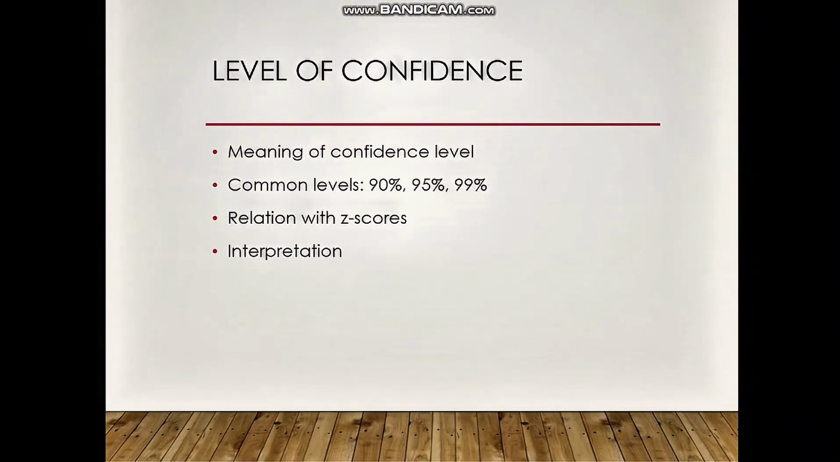The level of confidence shows how confident we are that the interval contains the true mean. Common confidence levels are 90%, 95%, and 99%. The most common level used in statistics is 95%. A higher confidence level means a wider interval. For example, with 95% confidence, about 95 out of 100 intervals contain the true mean.